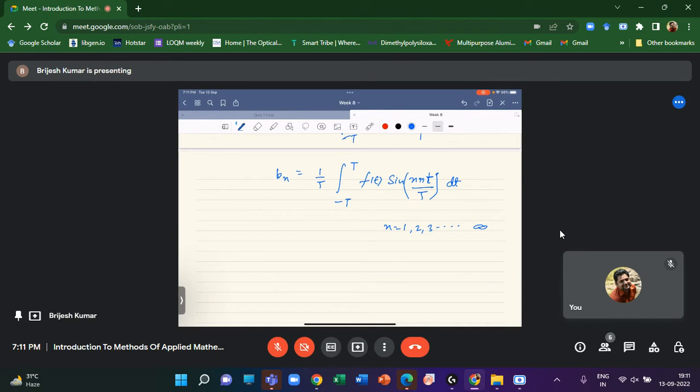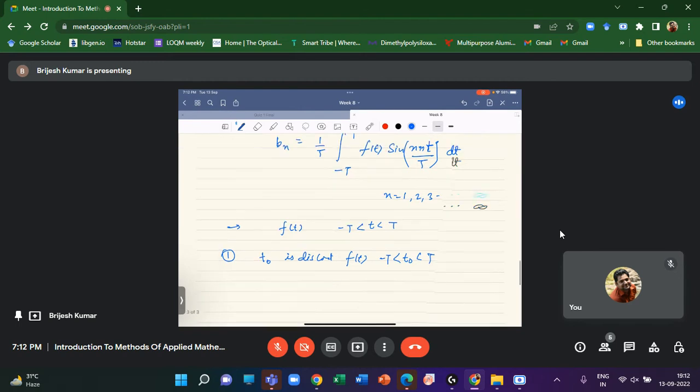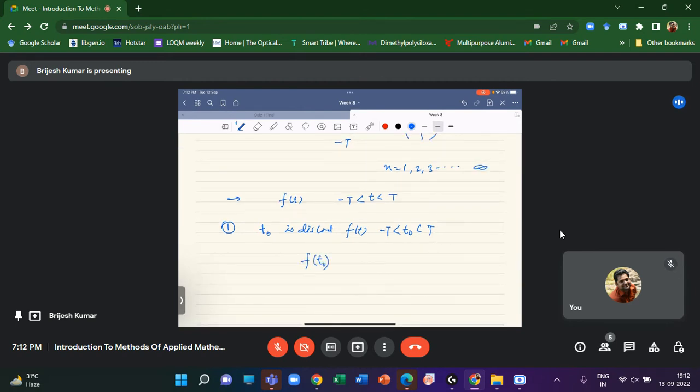So one question, like some theorem, the Fourier theorem, which you can remember: some function f(t) which is defined in the interval minus T to T. Okay, so the first point: if there is some discontinuity at point t0, where t0 is the discontinuity of the function f(t) in the interval minus T to T, where t0 is less than T and greater than minus T, then how can f of t0 be defined?